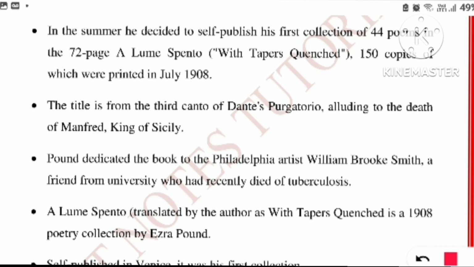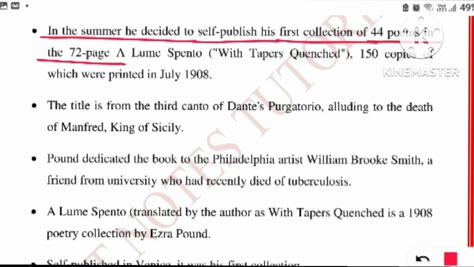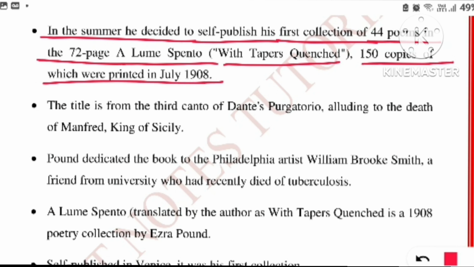Let's focus on the highlighters. In the summer, he decided to self-publish his first collection of 44 poems in the 72-page A Lume Spento with tapers quenched, 150 copies of which were printed in July 1908. From this highlighter, you will get questions like how many poems were there in the poetic collection A Lume Spento by Ezra Pound? You must say 44 poems.